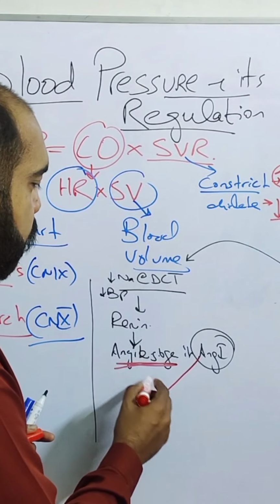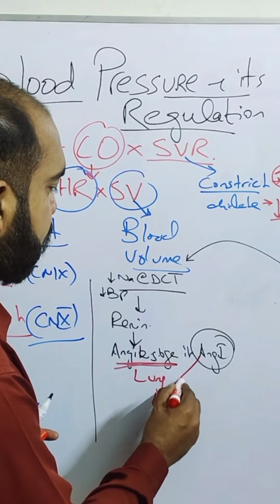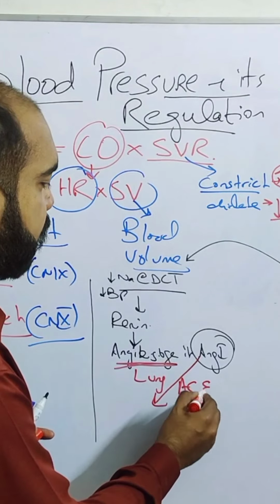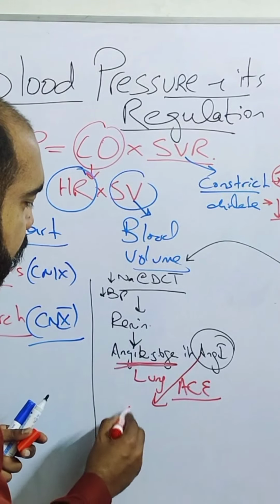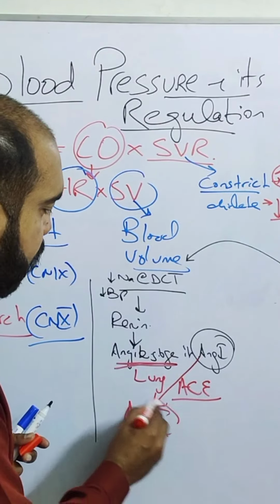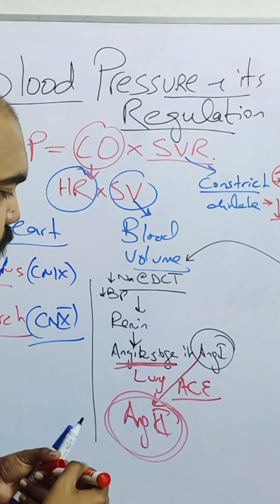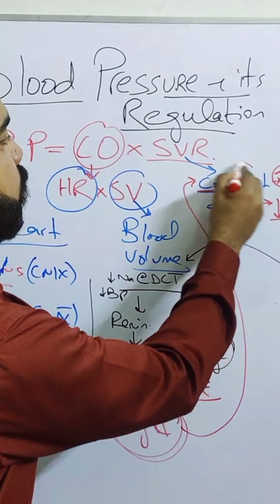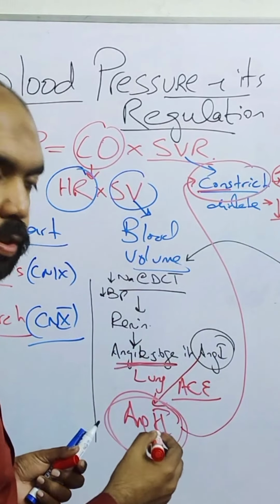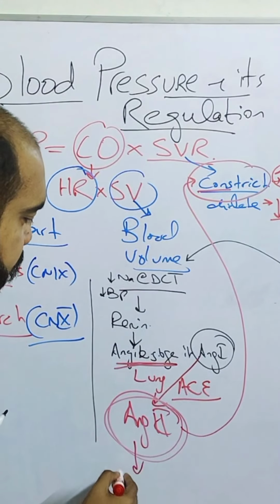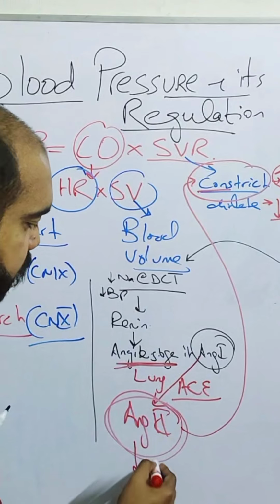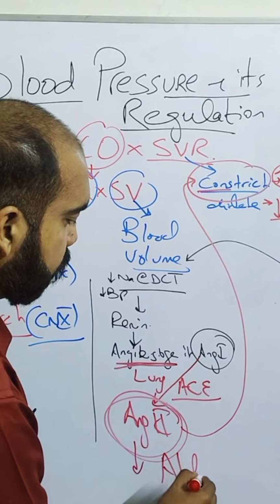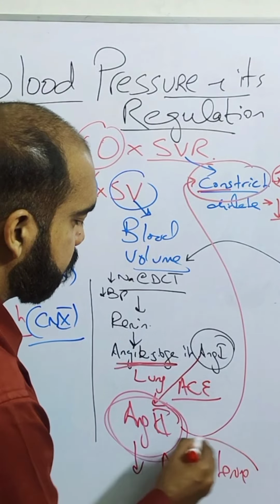Now angiotensin 1 would go to the lungs, and there's an enzyme called angiotensin 1 converting enzyme, also known as ACE, and angiotensin 2 is produced. Now angiotensin 2 is a very potent vasoconstrictor, as well as it causes the secretion of aldosterone.